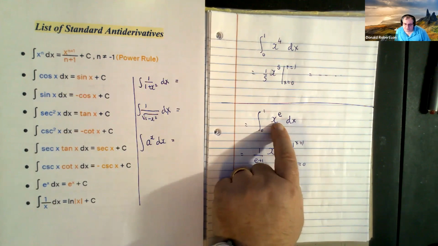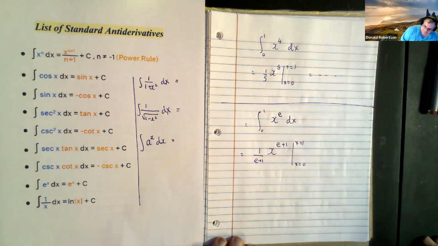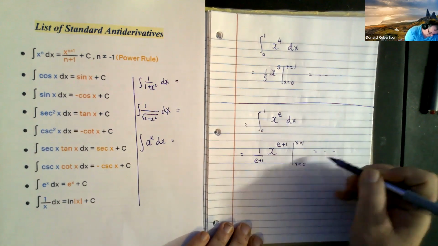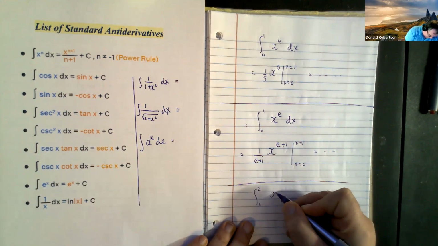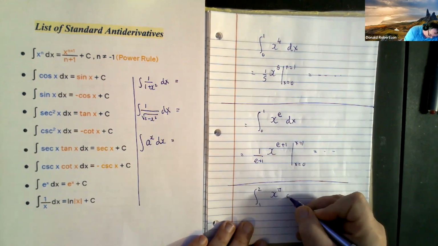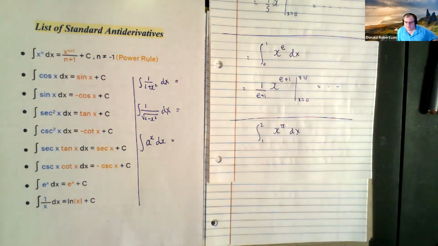So the integral of x to the e is this weird looking guy. I won't bother finishing him off. Here's another one that looks even stranger. The integral of x to the power of pi.